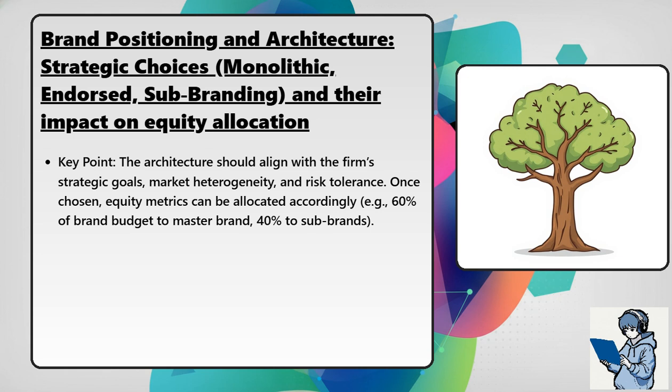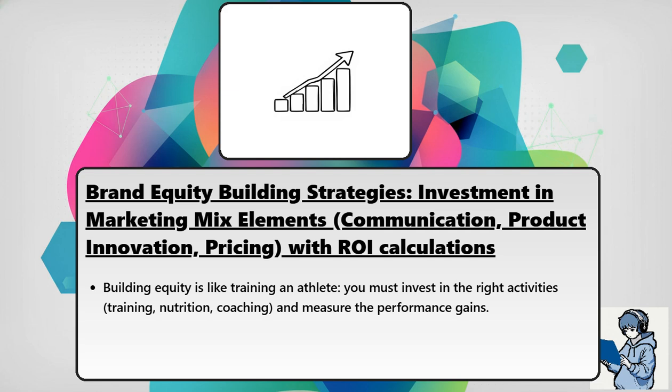For example, 60% of brand budget to the master brand, 40% to sub-brands. Building equity is like training an athlete. You must invest in the right activities, training, nutrition, coaching, and measure the performance gains. 4Ps and their equity levers.